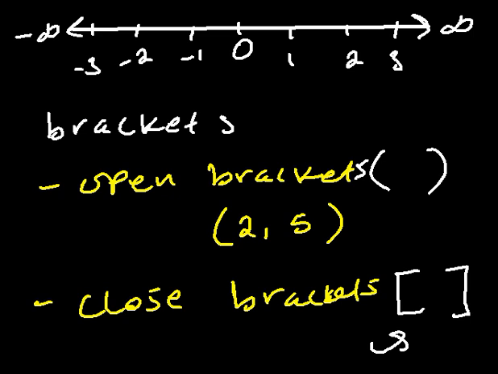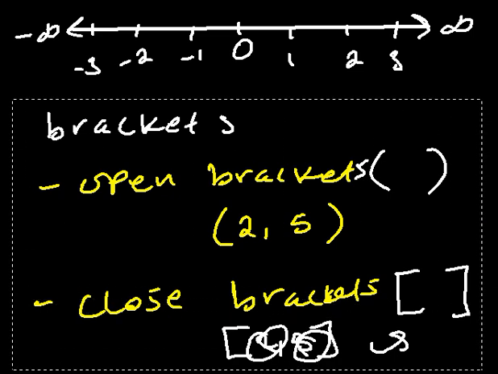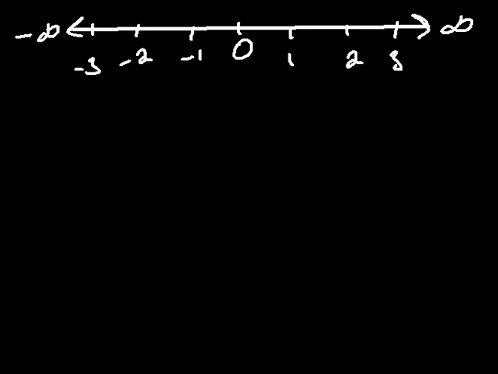Let's say we have 2 to 5 in this case. What it means is that 2 and 5 are part of the interval, as you can see there. So keep that in mind. And let's see how we can express the intervals in the brackets and specify the meanings as well. Let's say we have open bracket -3 to 0.